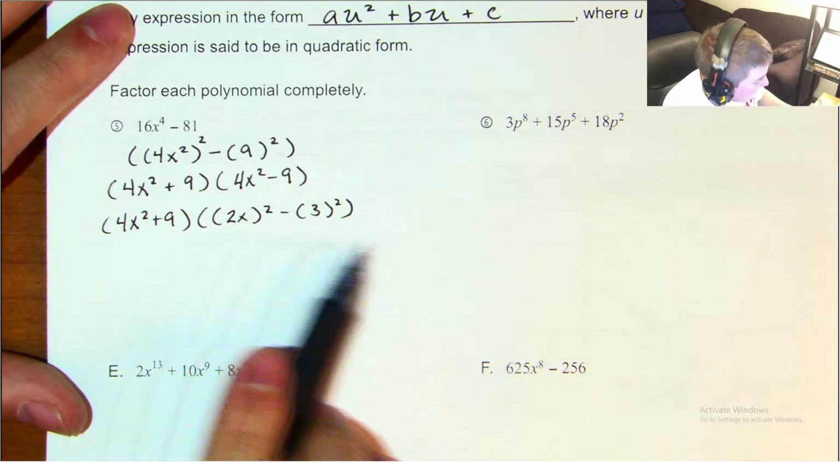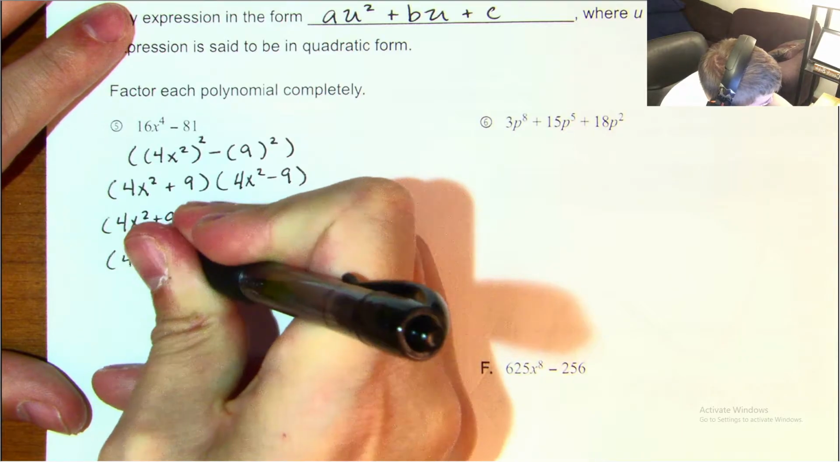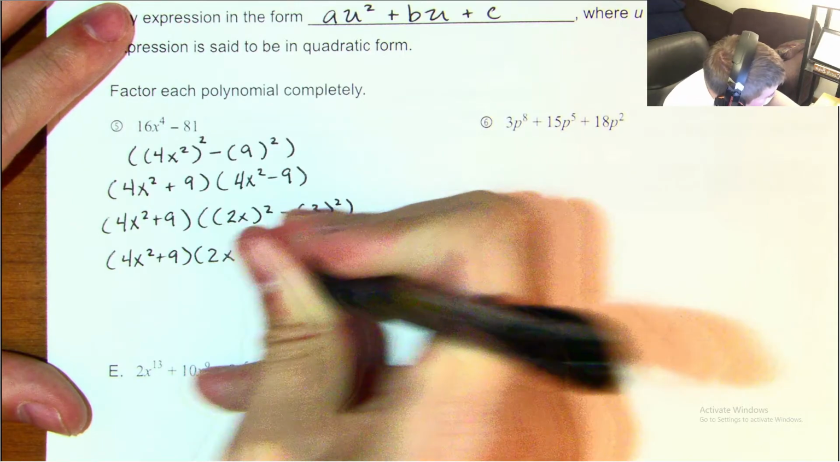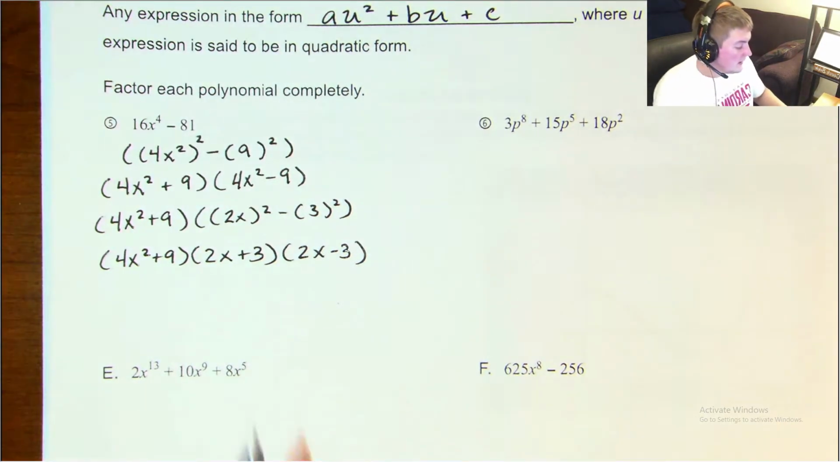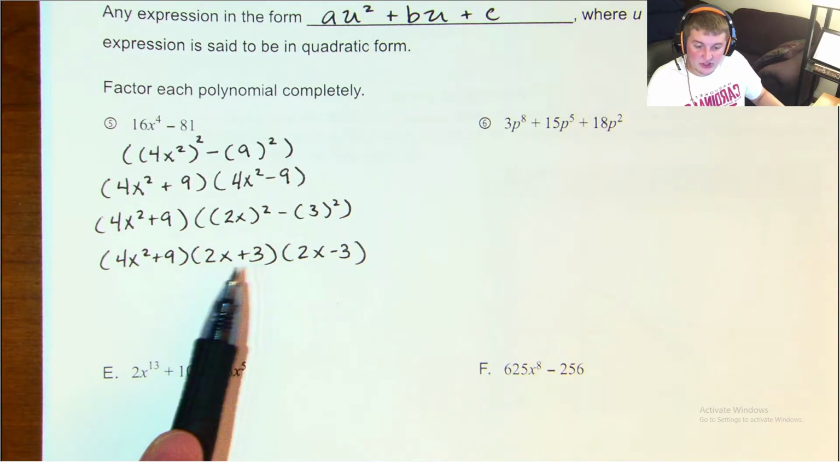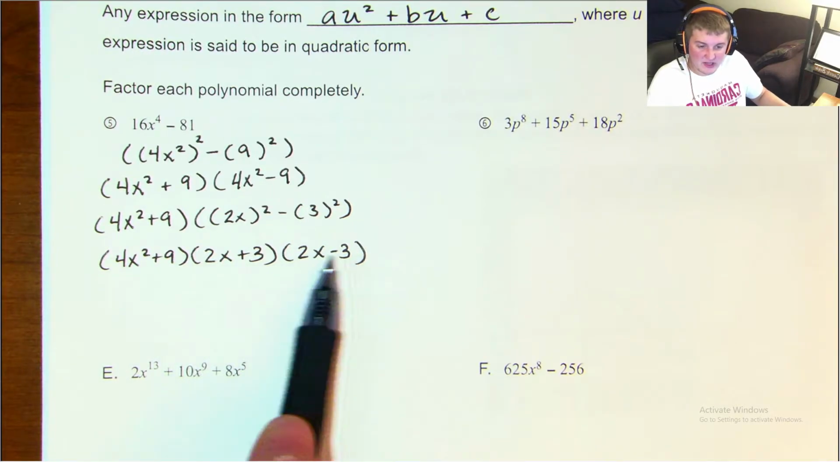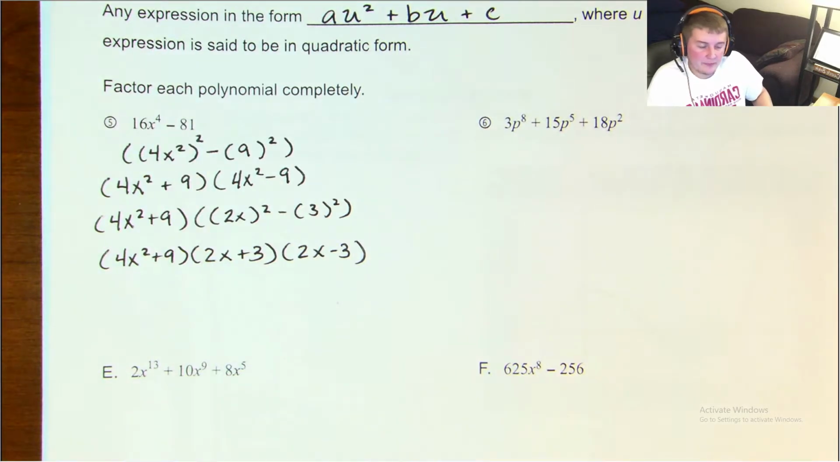So that means this can be factored into 2x plus 3 times 2x minus 3. Okay, we've already determined this can't be factored. Neither of these are perfect squares nor perfect cubes. This line right here is the answer, completely factored out.